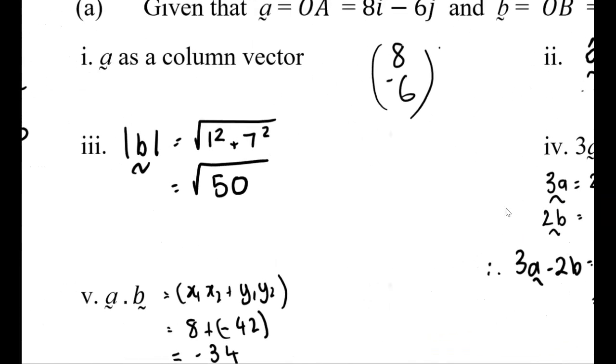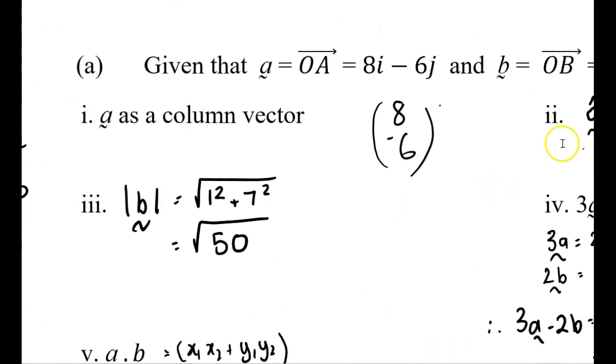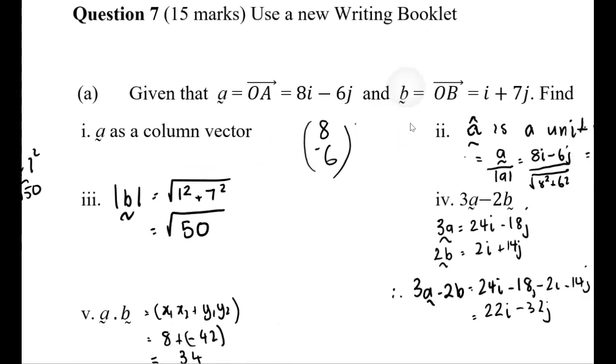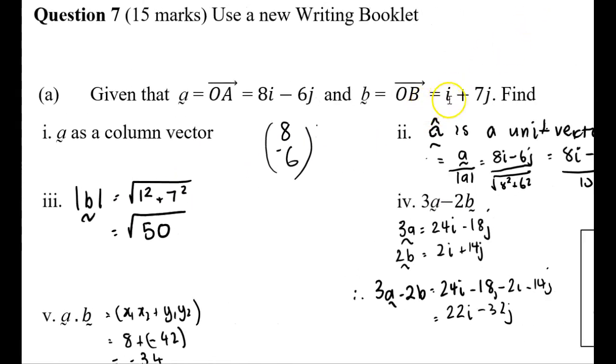Okay, let's have a look at our third one. The magnitude of B. I think yours might have had B in as part 2 and A as part 3. The magnitude of B is just the square root of each of the parts of our vector B. Noting that our vector B is i plus 7j, so it's going to be 1 squared plus 7 squared. We're going to have 1 plus 49, which is root 50.